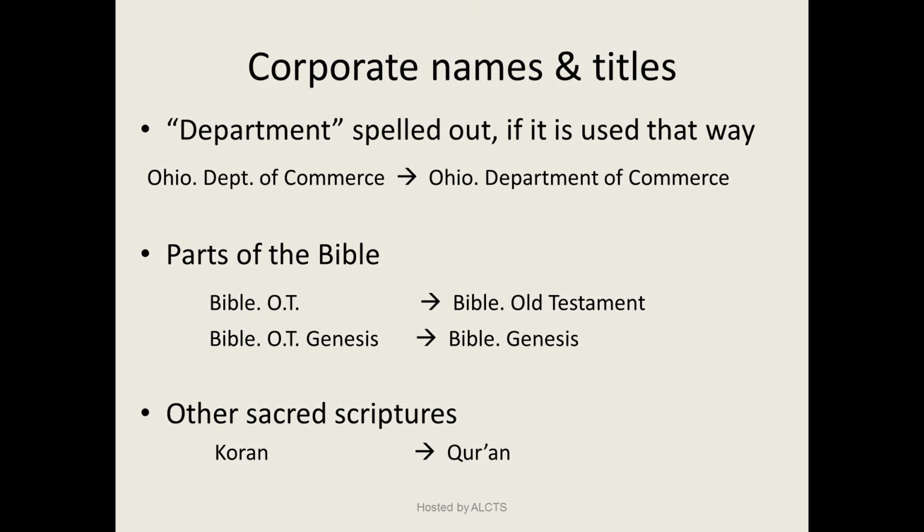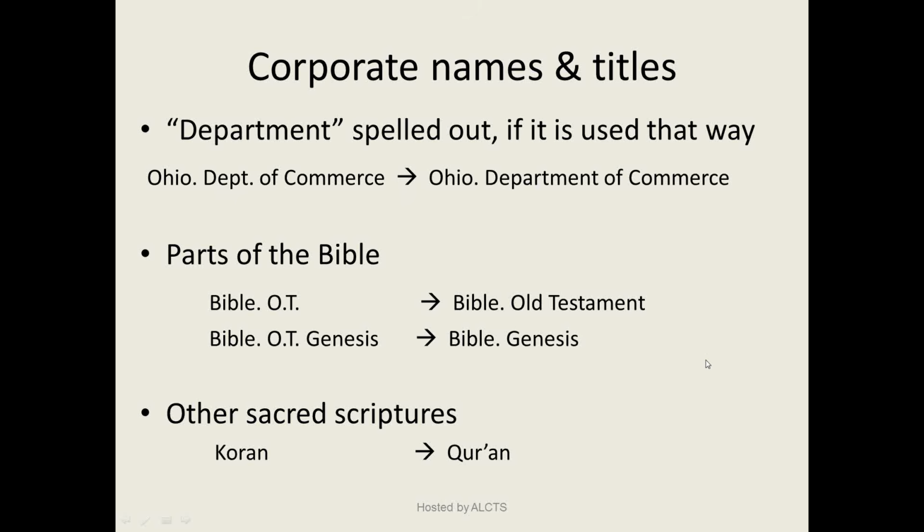Here are some of the most noticeable changes in access points for corporate names and titles. A big one is that department will be spelled out if it is used that way by the body itself. So the Ohio Department of Commerce represents itself with department spelled out on its publications. This is what the authorized access point will be.